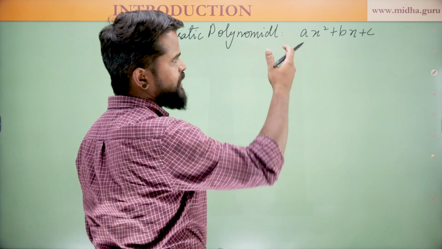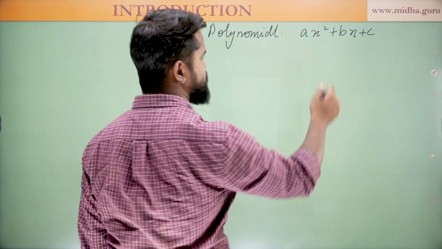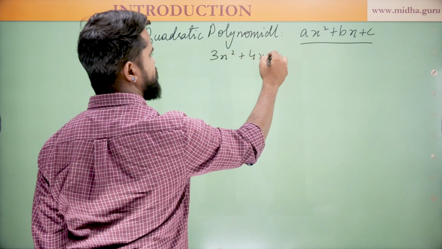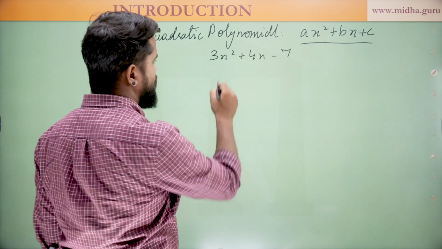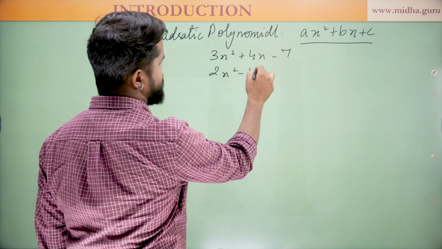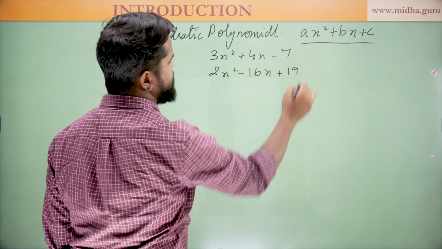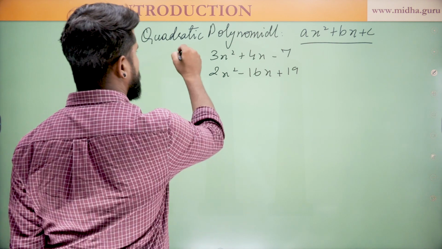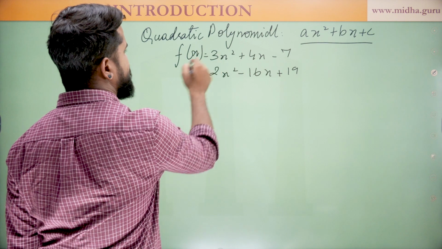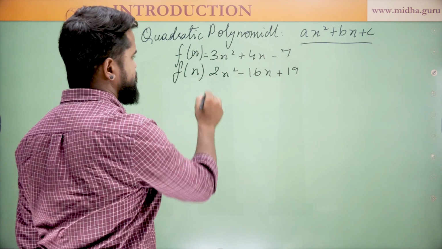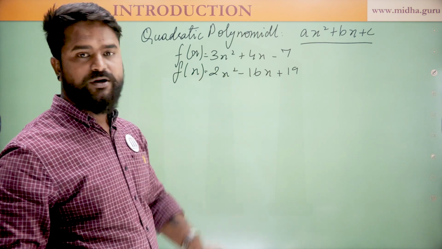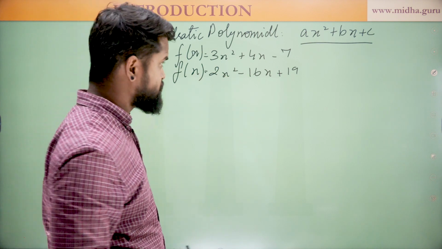Not necessarily can it be only ax square or ax square plus bx, but generally it was of this form. For example, we had 3x square plus 4x minus 7, or we had 2x square minus 16x plus 19. Such were quadratic polynomials. We call them polynomials because they are functions of the variable they concern, right? And we don't have an actual value for this expression until and unless we substitute something for x.